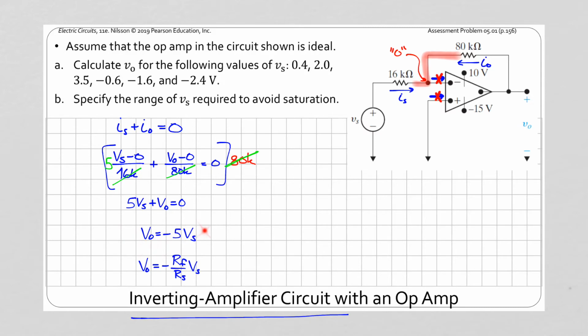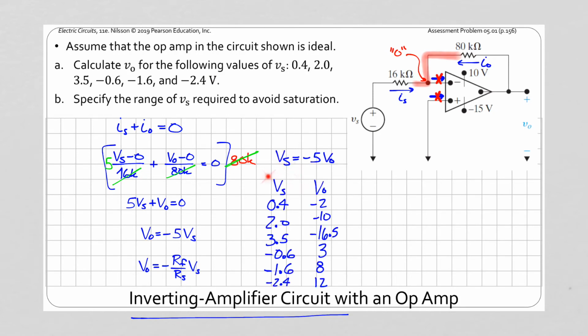So now that I have an algebraic equation relating these two values, I can go ahead and plug in each one of these values of Vs, and I can get an output value V0 for each one of those. And so I've taken the 6 different values of Vs that we're looking for. We found that VO is actually -5 times Vs, and so I was able to find 6 different values of VO by taking the Vs and multiplying by -5 gives me VO, and the next value of Vs times -5 gives me the next value of VO, and so forth.